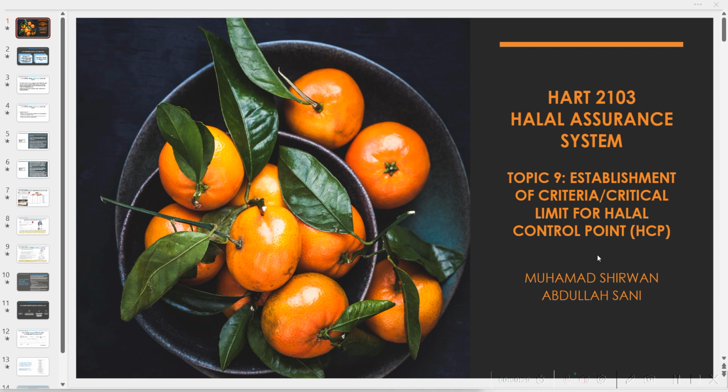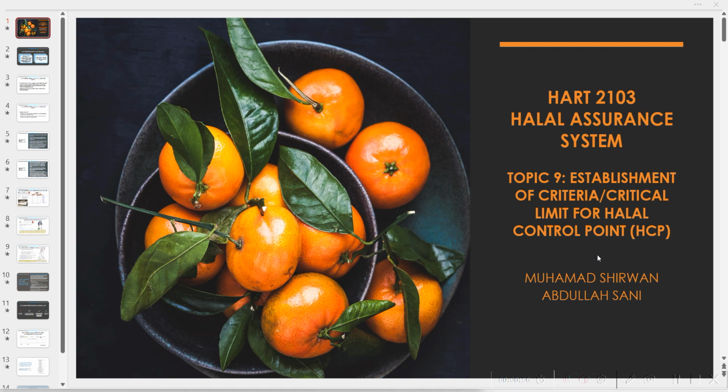The first step is describe the product. The second step is develop or draw the process flow diagram and plant schematic diagram. The third step is determination of halal critical point. Remember? So in the third step, there is a table that you need to fill in.